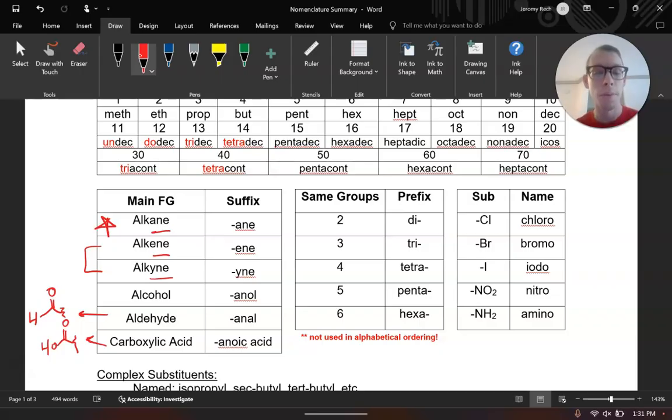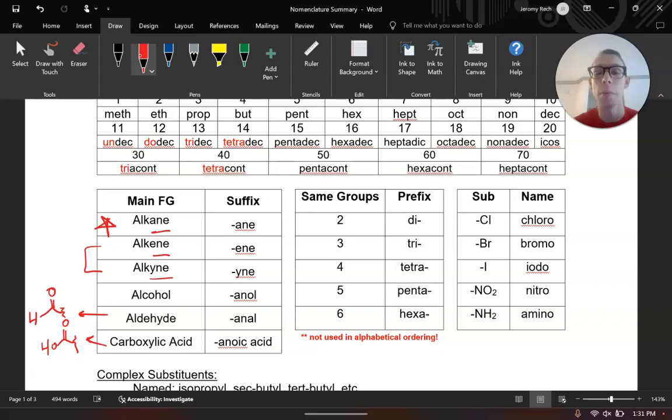Now, we've also mentioned that there are going to be times where you have multiple of the exact same substituent. So you might have a 6-carbon backbone and you have multiple methyl groups off of it. Rather than writing locant methyl, locant methyl, locant methyl, what we want to do is combine all of those like substituents and then use a prefix: di, tri, tetra, penta, hexa, for 2, 3, 4, 5, 6. Those are not used in alphabetical order.